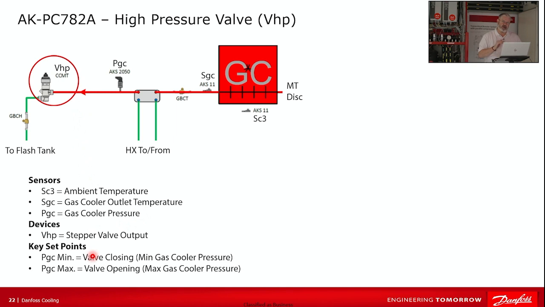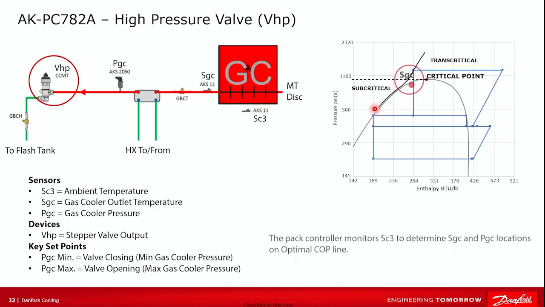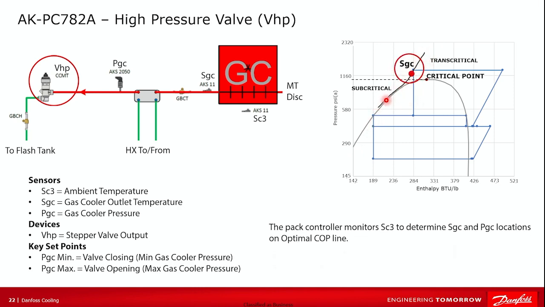But if you'll notice, we didn't tell it where it should be at. Some people call this the magic valve. That's why they call it that, because there's no defined set point, just a minimum and a maximum. And the reason for that is this COP line here. There's a line on this chart. What this valve actually cares about is where the gas cooler outlet temperature is in relation to this line. What that line is actually, I think I've got it coming up on the next slide. My apologies, I got ahead of myself.